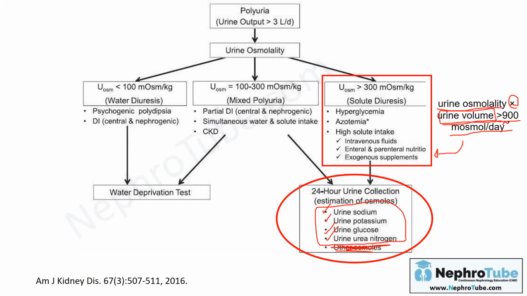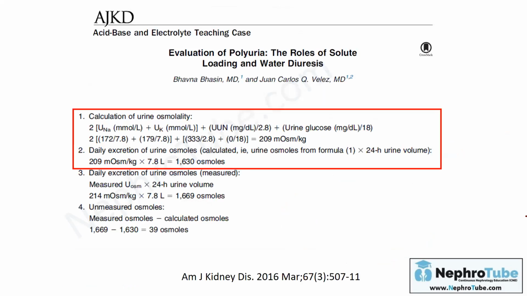If this multiplication is more than 900 milliosmol per day, so there is a high solute intake. This is a case that I suggested to you to read. It was about evaluation of polyuria, the role of solute loading and water diuresis, about the female that I mentioned before, that she was misdiagnosed as diabetes insipidus, but later it was discovered that it is due to high solute intake.